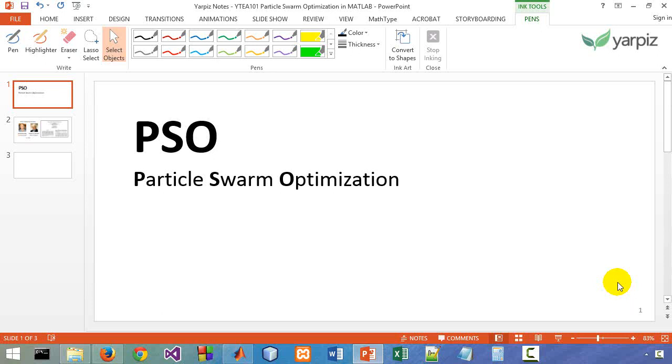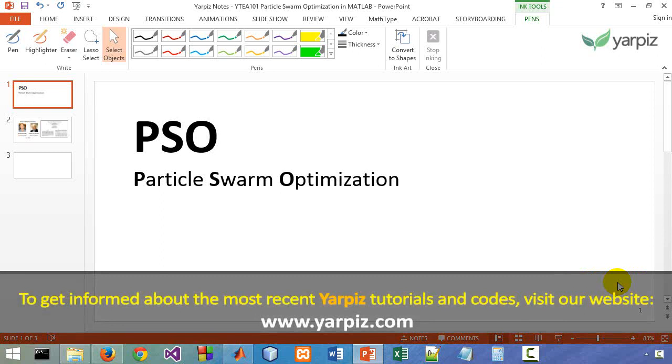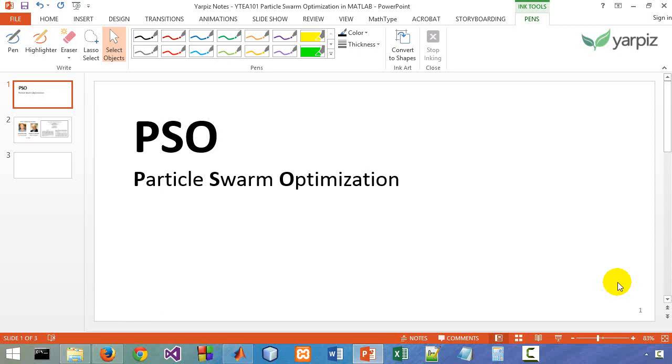PSO is based on the paradigm of swarm intelligence, and it is inspired by social behavior of animals like fish and birds. PSO is a simple yet powerful optimization algorithm, and it is successfully applied to enormous applications in various fields of science and engineering like machine learning, image processing, data mining, operational research, and many other fields.